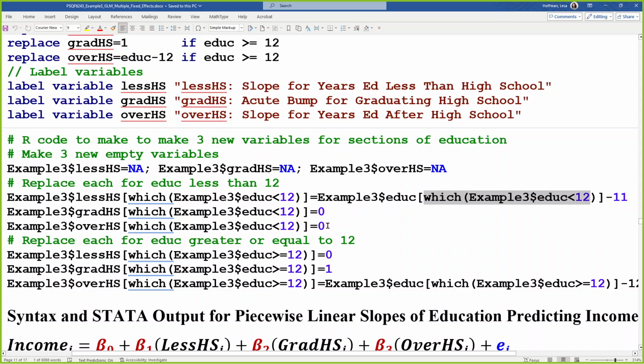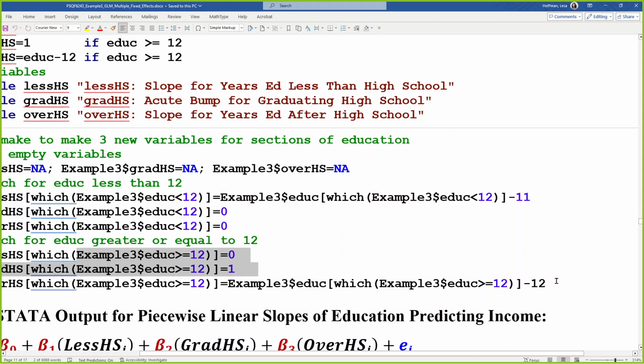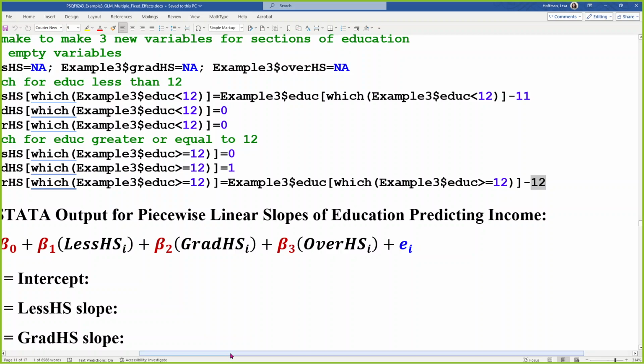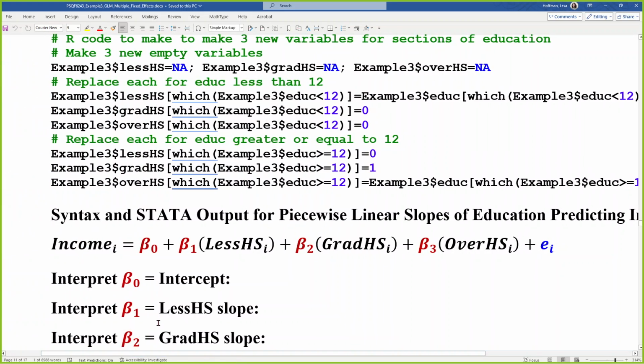And then we initialize the other variables to 0 if it's less than 12, or we initialize them to 0 and 1 if it's greater than or equal to 12. And then education minus 12 out here. And that should be blue. All right, any questions on the code?